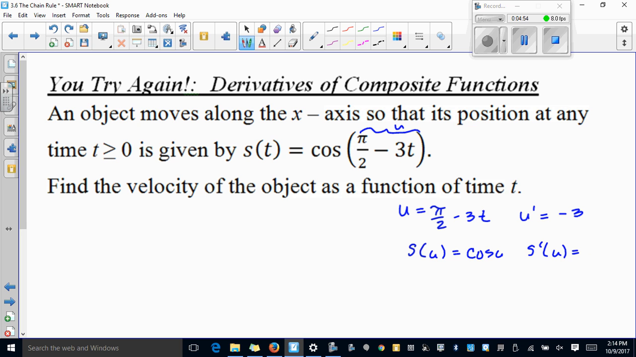So v of t equals negative 3 times negative sine of u. Two negatives make a positive, so we get 3 sine, and my u value is pi over 2 minus 3t.